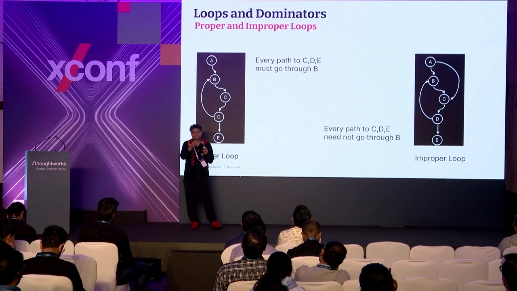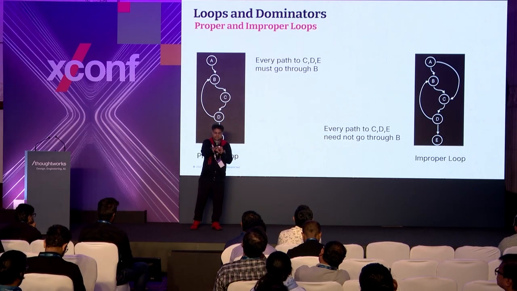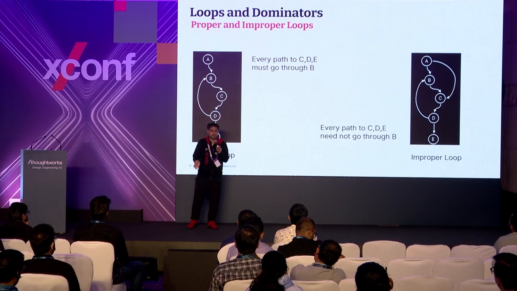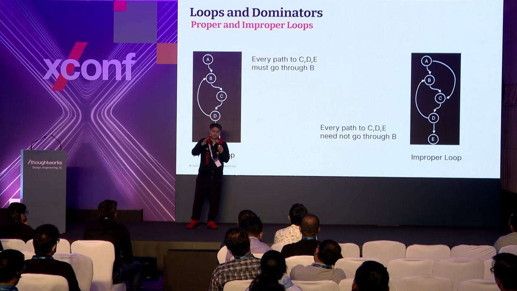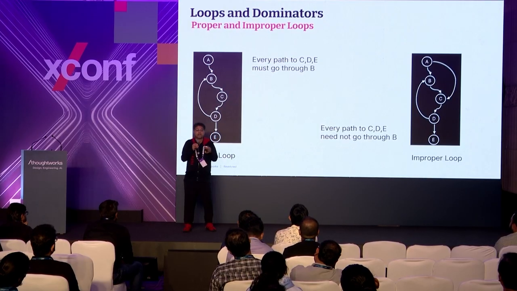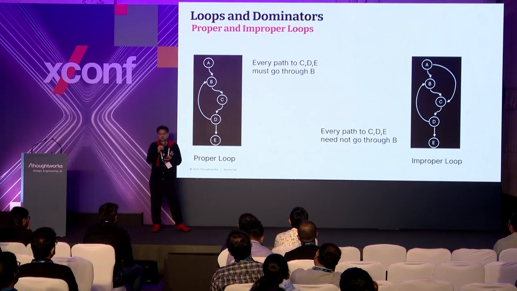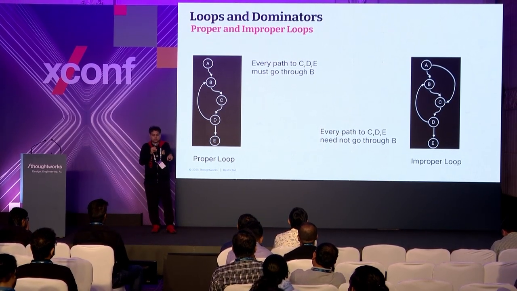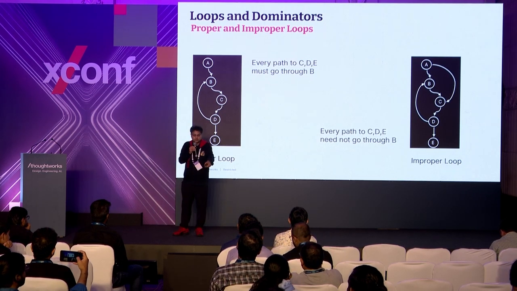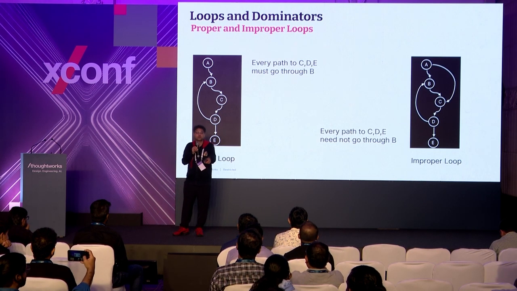Looking at it directly, yes, it's a loop because this is a very simple graph. However, if this is a very large program with massive loops within loops and so on and so forth, it would be difficult to do this sort of analysis manually. However, this is an automated technique, where it basically says that every path to C and D has to go through B.